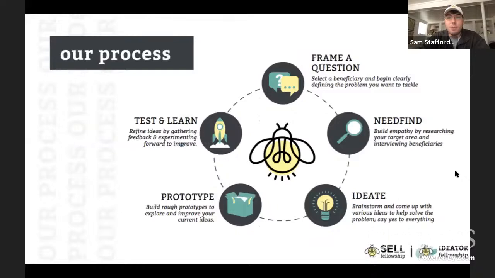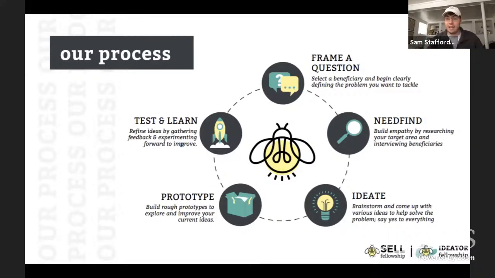So it starts by framing a question. You find a beneficiary and you clearly define the problem that you want to tackle, right? So what is it that you're wanting to do? What is it that you're wanting to change? What is the question that you're wanting to answer? It can be a variety of things. You can literally use design thinking for anything. But then you always go back to empathy. Always go back to empathy. You build empathy by researching your target area and interviewing your beneficiaries by need finding. So you take this question and then instead of answering it on your own, you use your beneficiaries to answer it and you see what they say.